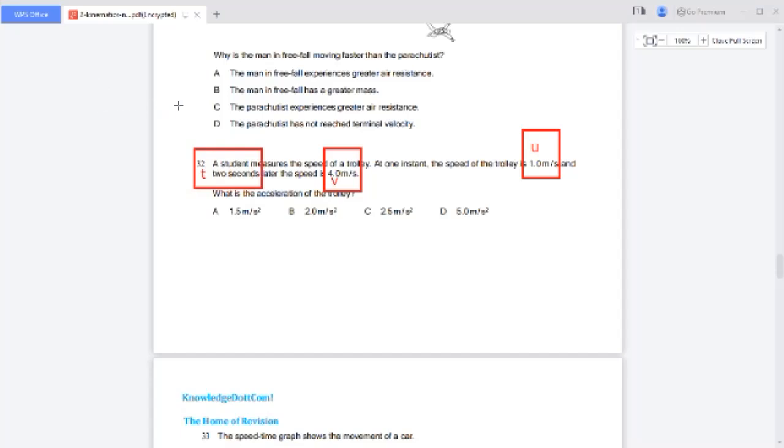What is the acceleration of the trolley? So we know the formula of acceleration, V minus U over T. So V is 4 minus 1, divided by 2 seconds. So it comes out 1.5 meter per second square. So the correct option looks like this one. So these are incorrect options.